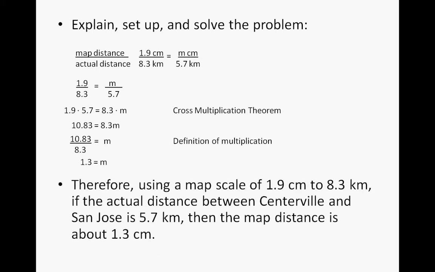And now our conclusion. Therefore, using a map scale of 1.9 centimeters to 8.3 kilometers, if the actual distance between Centerville and San Jose is 5.7 kilometers, then the map distance is about 1.3 centimeters. Okay, so that is our written explanation. And here is where you plug it in. Map distance to actual distance: 1.9 centimeters to 8.3 kilometers, and 1.3 centimeters to 5.7 kilometers.